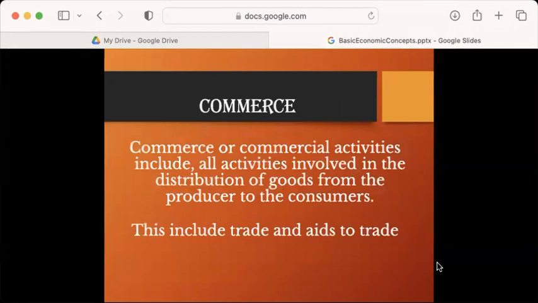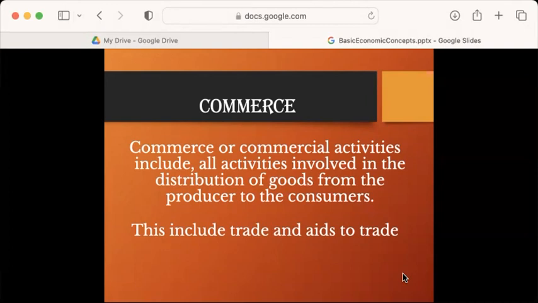By definition, commerce is all the activities involved in the distribution of goods from the producer to the consumer. That means from the company which makes the product, and all the functions that we have to perform, whatever we have to do so that we bring the products from the producer to the consumers, all those things are part of commerce. So commerce includes two things, trade and aids to trade. Trade simply means buying and selling, exchanging of goods for money.